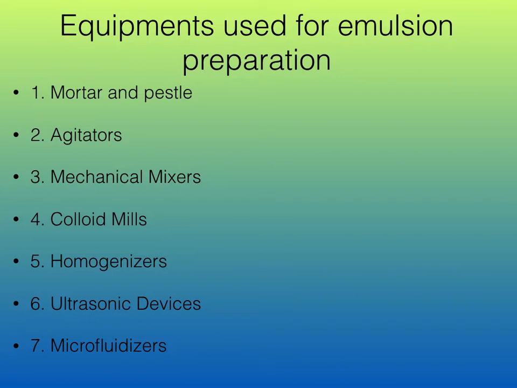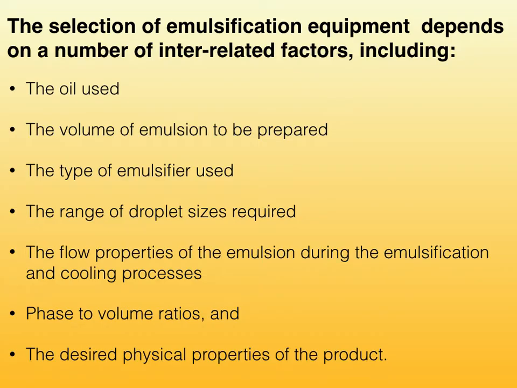Now the question arises: how will we decide which equipment we should use? The selection of emulsification equipment depends on a number of interrelated factors, including the oil used, meaning which type of oil we are going to use, for example, low viscosity oil or high viscosity oil. Number 2, the volume of emulsion to be prepared. For example, either we are going to prepare small volume emulsion as we usually prepare in a laboratory or in a pharmacy, or large volume emulsion as we prepare in the pharmaceutical industry.